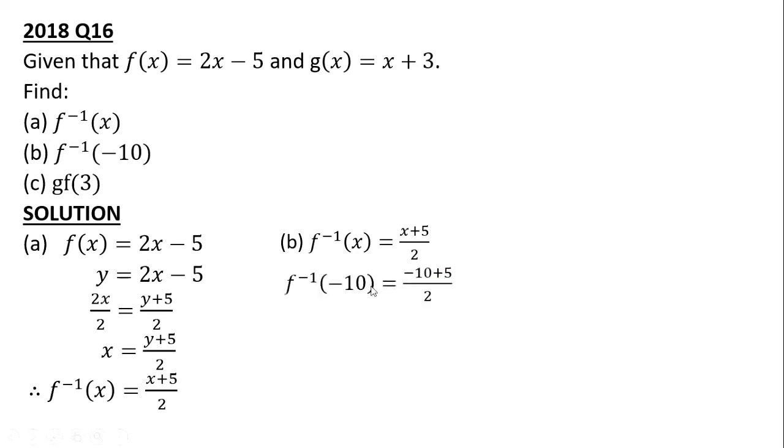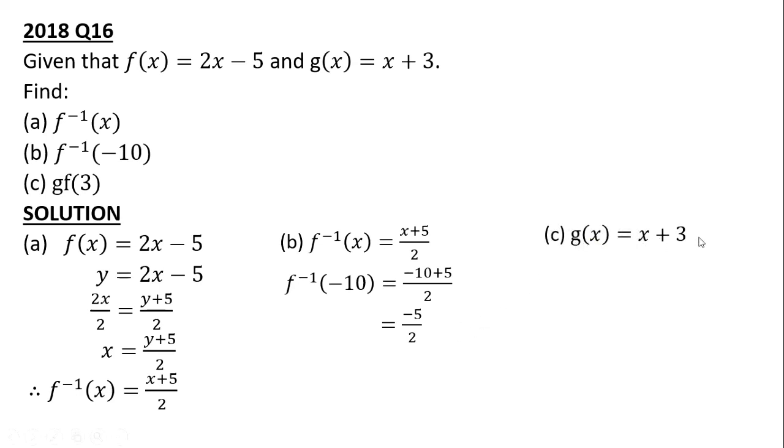Our f inverse of negative 10 will be equal to, where there's that x, replace it with negative 10. Negative 10 plus 5 is the same as negative 5. Therefore, f inverse of negative 10 is equal to negative 5 divided by 2.